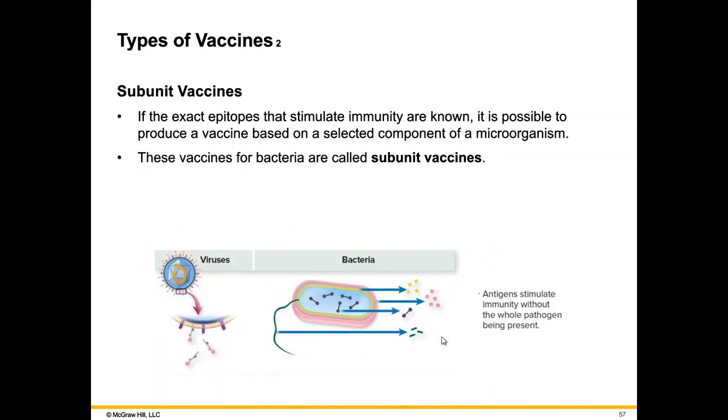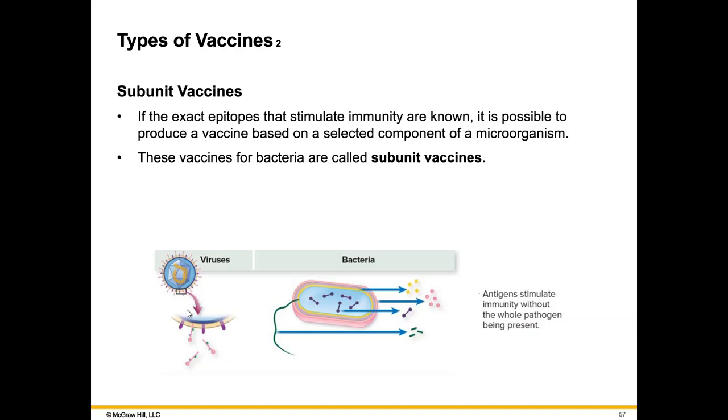Another type of vaccine are subunit vaccines. Subunit vaccines are kind of just what they sound like. It's a subunit of a pathogen. So if we know the exact epitopes, the region of antigen that stimulate immunity, we can produce a vaccine called a subunit vaccine.